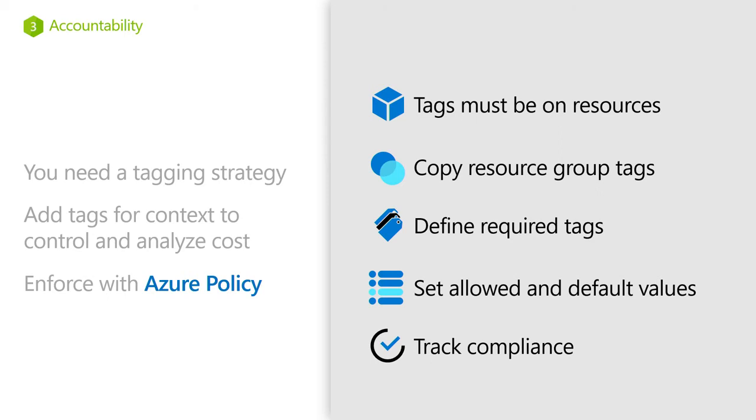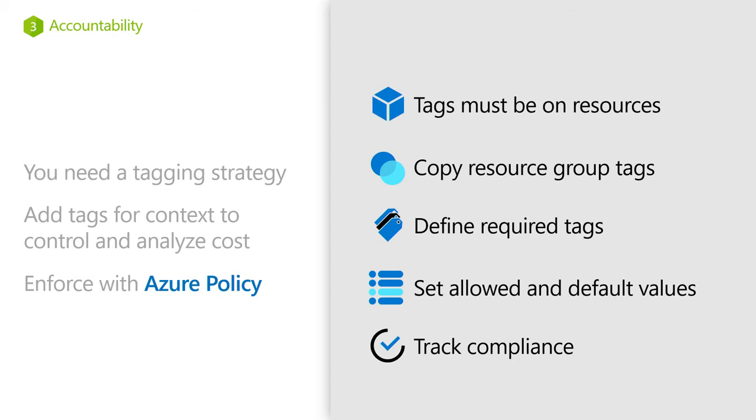And then once you do figure out what the tags are that you want to apply and where you want to apply them, make sure that you enforce that using Azure policy. Just remember that tags have to be applied directly on the resources in order for that to be picked up in the cost and usage data. But you can apply tags to the resource groups and then use Azure policy to copy those tags from the resource groups down to the individual resources, which will help save you a lot of time.